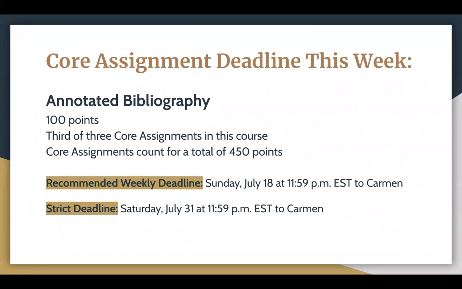Now, the recommended weekly deadline for this assignment is Sunday, July 18th at 11:59 p.m. Eastern to Carmen. But if you would like to turn it in by the end of the month, you have until Saturday, July 31st at 11:59 p.m. Eastern to Carmen. I will not accept the assignment if it comes in at 12:01, at 12:05, 12:10. I've had a couple students try to push those deadlines. I'm not doing it for July. Please adhere to the entire deadline, not parts of it, okay?